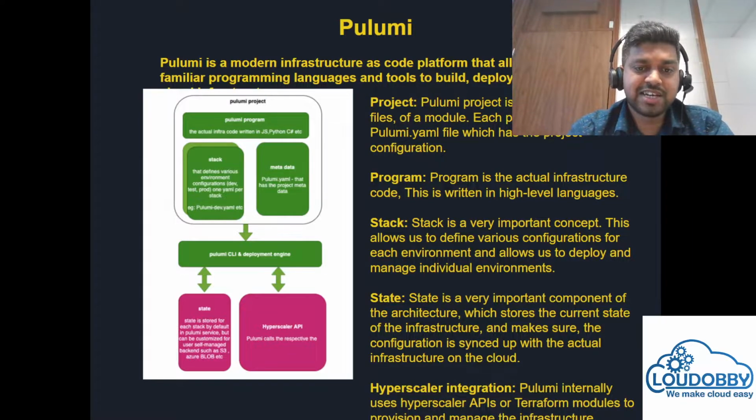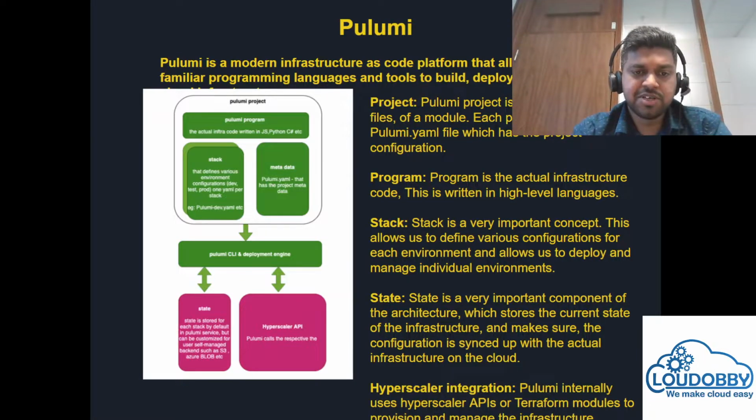And then you have state files. State files are one more important thing. For example, where are your state files getting stored? The state files contain the current infrastructure state. What is the current state of your infrastructure is being stored, maybe in AWS you can store it in an S3 bucket, in Azure you can store it in blob storage. Then the next one is the hyperscaler API, which internally uses the Terraform modules to provision and manage the infrastructure. Yeah, this is a very simple architecture, nothing complicated.